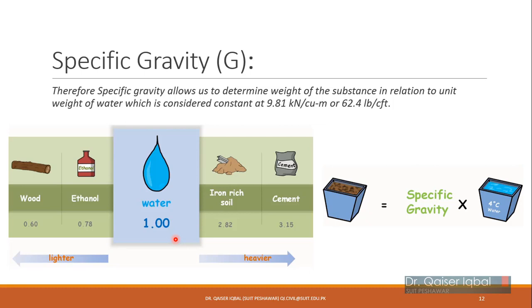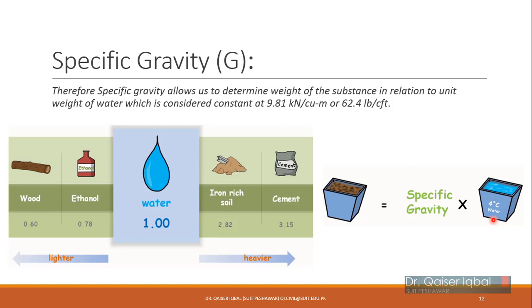Okay, because the reference substance is water. Water divided by water will give you 1. And in iron-rich soils, which are heavier soils, the specific gravity is up to 2.82, and in case of cement, it is up to 3.15. So specific gravity is a very important scale which can tell you about the unit weight of any materials as well. If you multiply specific gravity by the unit weight of water, which is 9.81 in SI system.